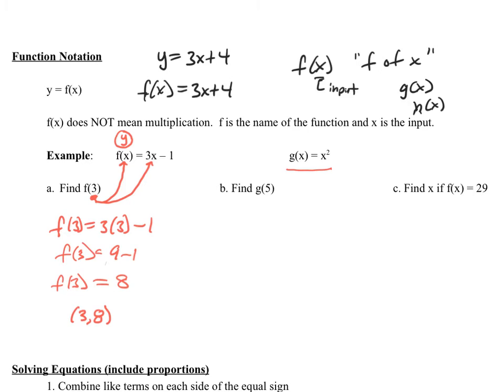Okay. B says find g of 5. So this means this time I'm going to use the g equation, and I'm going to plug a 5 into it. So g of 5 is going to equal 5 squared. Now, this is just like what we did earlier when we evaluated expressions. We have to plug the value in. I would put it in parentheses like we did before, and then follow the order of operations. So 5 squared is 5 times 5, so g of 5 is 25. So if you want to think about this as a point, 5 is the input, 25 is the output.